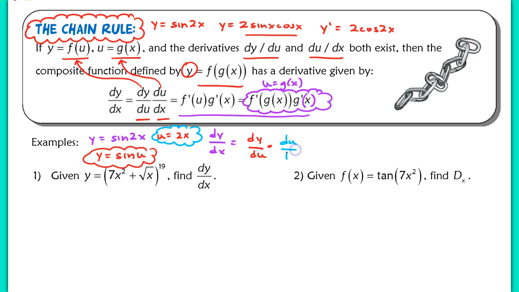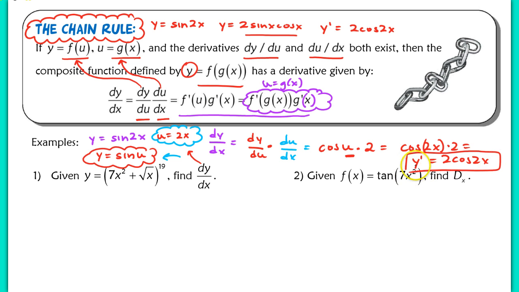So du/dx. Just by looking at the two pieces here, the sine of u, that derivative would be the cosine of u. Then we multiply that by du/dx. The derivative of u with respect to x is simply 2. Now if we make the substitution back in here, u is equal to 2x, right? We defined u to be 2x, so that's just cosine of 2x multiplied by 2, or 2 times the cosine of 2x. So our derivative, y prime, is 2 cosine 2x, which is exactly what we got here when we used the product rule.